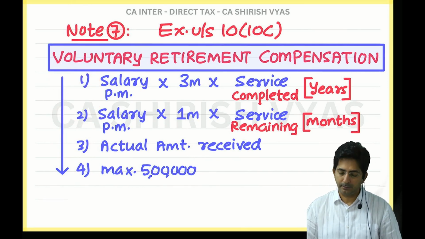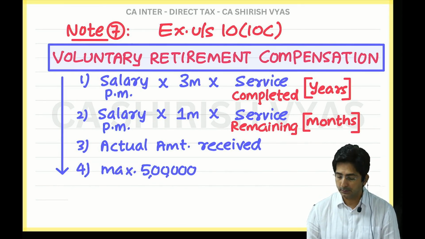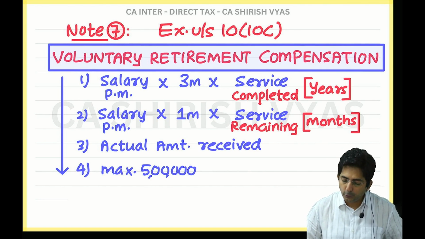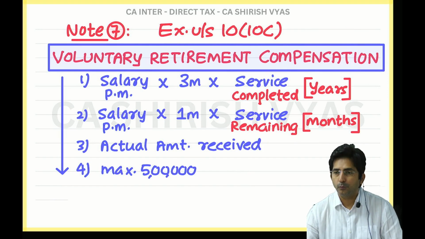Read, then I will explain. Salary per month into 3 months into service completed, in bracket years. Then salary per month into 1 month into service remaining in months. You know what law says here?